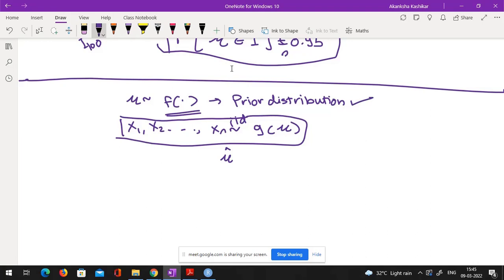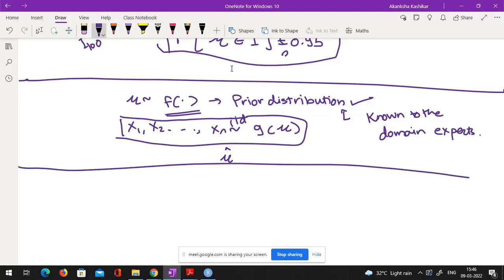So what does the prior distribution indicate, or what does it tell you? The prior distribution actually tells you something about the process which is already known to the domain experts. The domain experts may have their own knowledge about the process which could be used here. So we'll see two examples of Bayesian in practice.